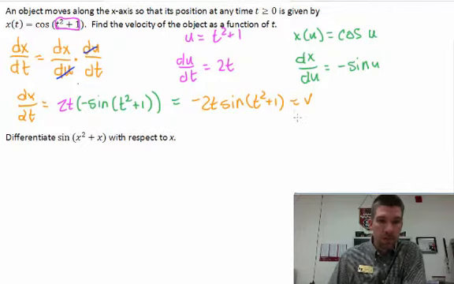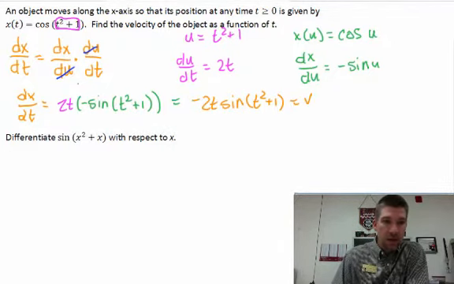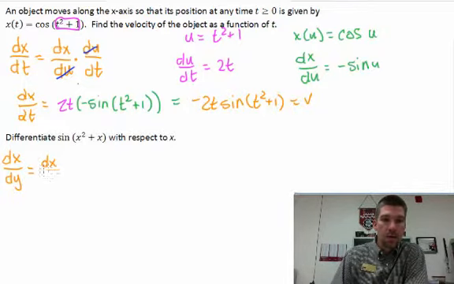Well, what about taking the derivative of sine of x squared plus x? Wow, what's going on here? Well, x squared plus x is inside sine. So again, we're going to set it up this way. We're going to find dy/dx is going to be equal to dy/du times du/dx.